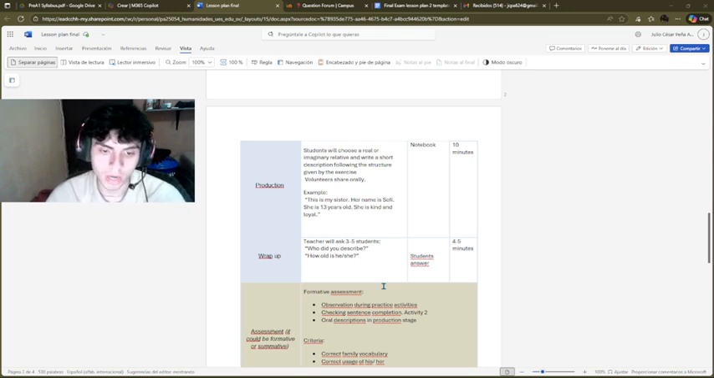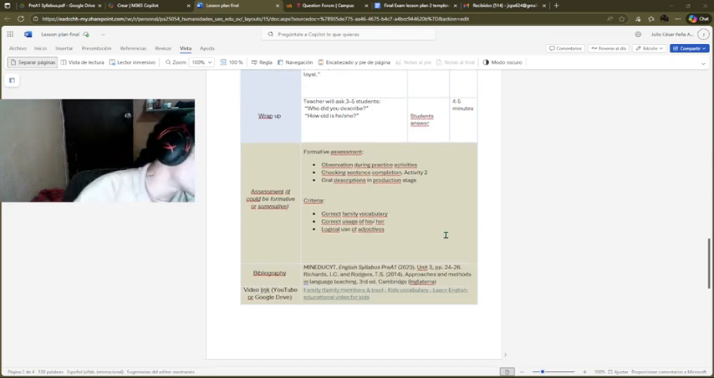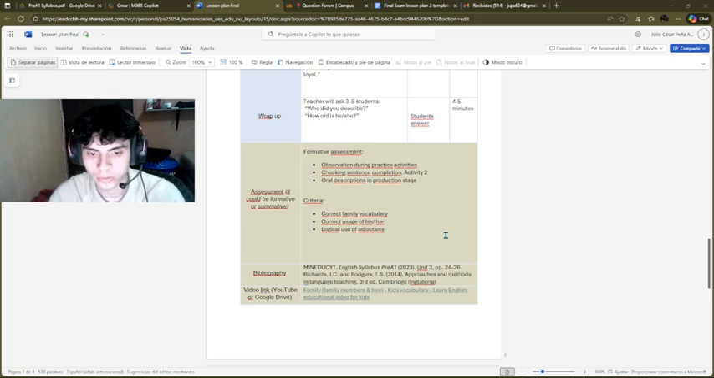Then for the wrap up, the teacher will ask 3 to 5 students: how did you describe, who did you describe, and how old is he or she, depending on the first question. The material for this one is just the students' answers, so it's not a physical material. This should take no more than 4 to 5 minutes to see if the class is improving, if we're teaching well. So for the assessment, it could be formative or summative.